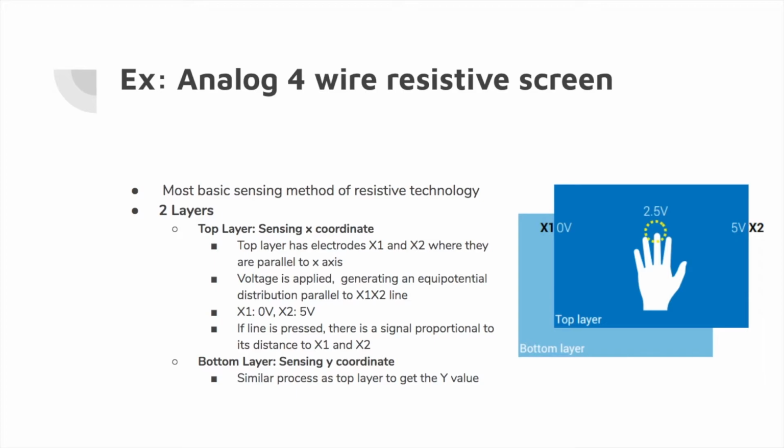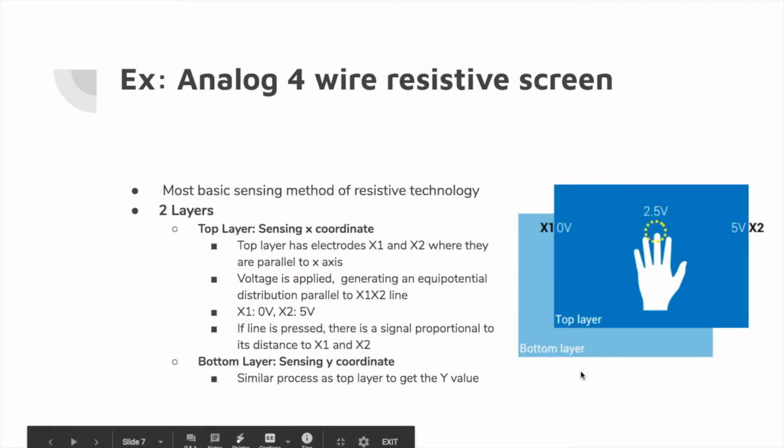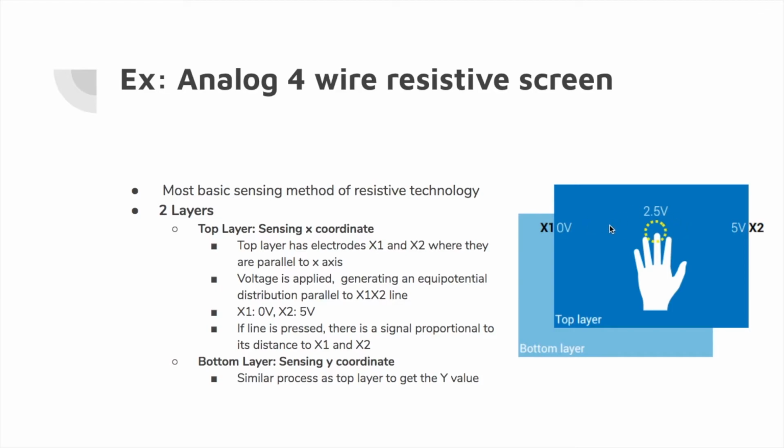And so here's an example of resistive touch where it's an analog 4-wire resistive screen, and this is actually considered one of the most basic sensing methods for the resistive technology. And we can see that there's two layers, a top layer and a bottom layer. So we're going to consider the top layer to sense the x coordinate and the bottom to sense the y. For now, we're just going to stick to the top layer.